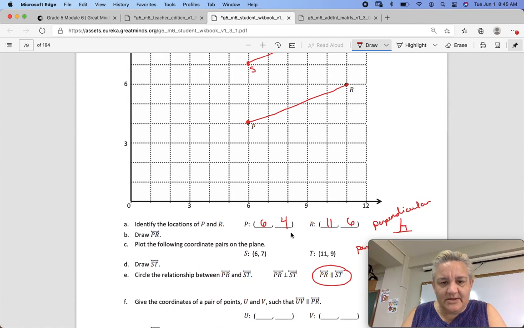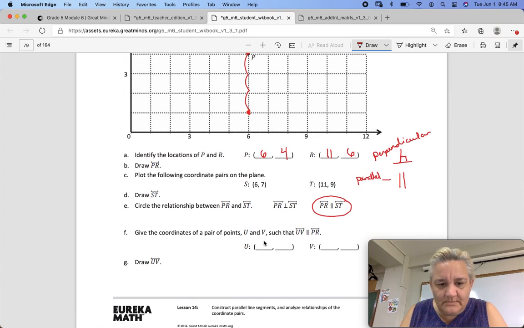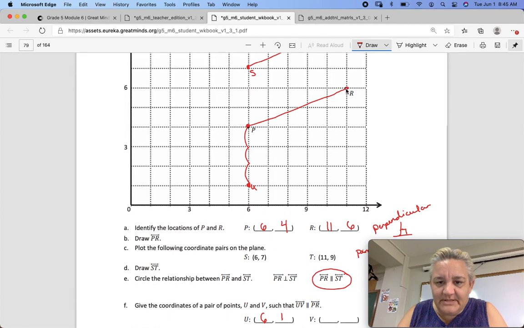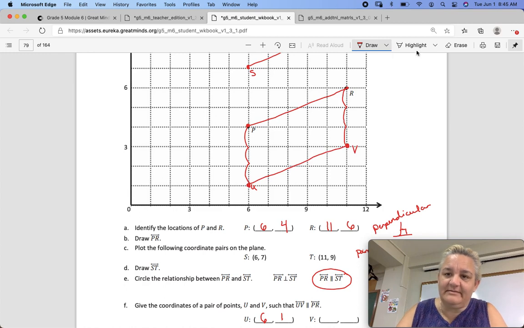Give the coordinate pairs of points U and V such that UV is parallel to PR. Okay, so let's try doing it down here. Let's go down 1, 2, 3, and I'm going to make a point there. So that's 6, 1, and I'm going to call that U. And then I'm going to do another one here, 1, 2, 3, so there's another point. And we'll call that one V. Then we're going to connect U to V. And they're parallel, right? Because they're both 3 away.